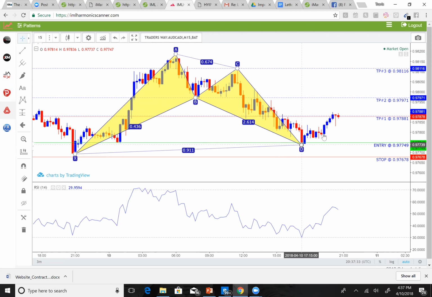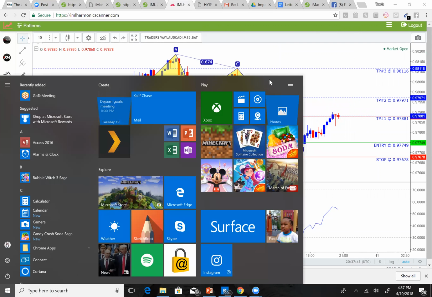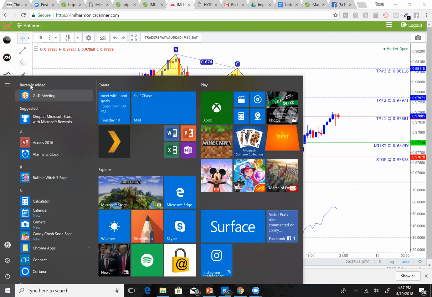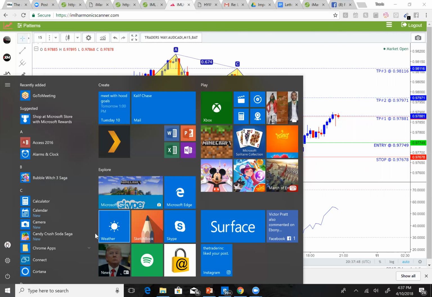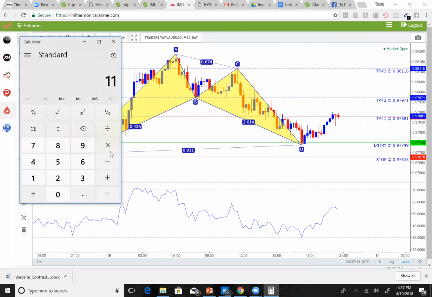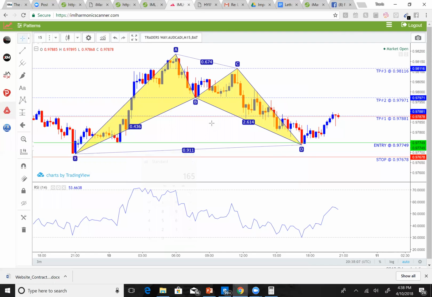So we count 1, 2, 3, 4, 5, 6, 7, 8, 9, 10, 11. So 11 times 15 is 165. So it took 165 minutes before it hit take profit one. So what are we looking at? About a little over 2 hours. All right. So keep in mind when you're using the 15-minute scanner, 2, 3, 4 hours is what you're looking at.